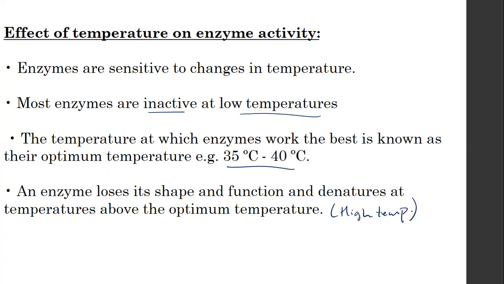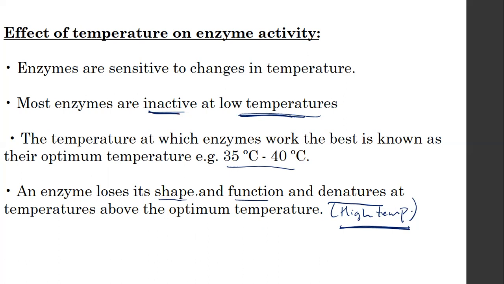most of the enzymes, or some of the enzymes, won't be able to function. Remember, enzymes can't function under low temperatures, and some enzymes cannot function under high temperatures. So when an enzyme is not able to function under low temperature, we say the enzyme becomes inactive. But when an enzyme cannot function under high temperature, we say the enzyme has denatured. So what does denature mean? Denaturing is when an enzyme loses its shape and loses its function.